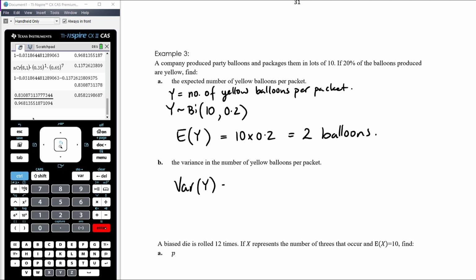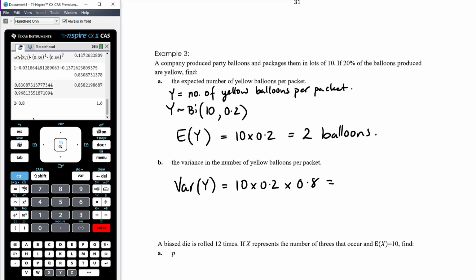variance of y, which we know is n times p times 1 minus p, so that's 10 times 0.2 times 1 minus p, which is 0.8. So that's going to be 2 times 0.8, which is 1.6. Now variance doesn't need to be to the nearest whole number, it's talking about the spread, just because we're dealing in balloons and you can't have 1.6 of a balloon, we wouldn't round that.